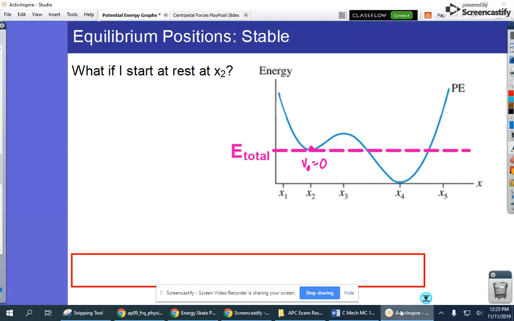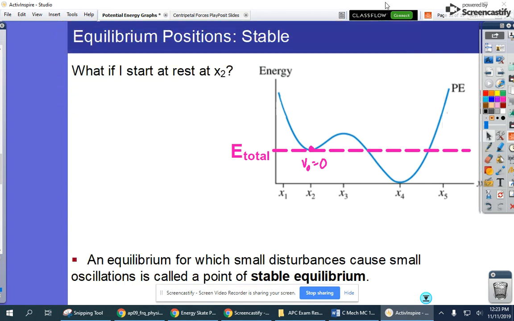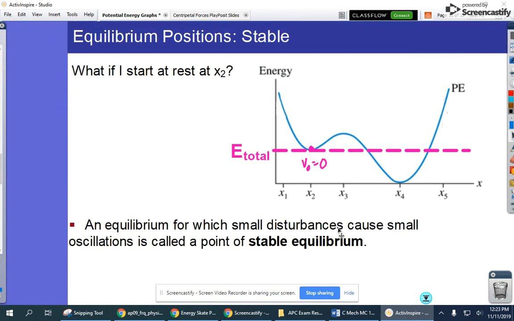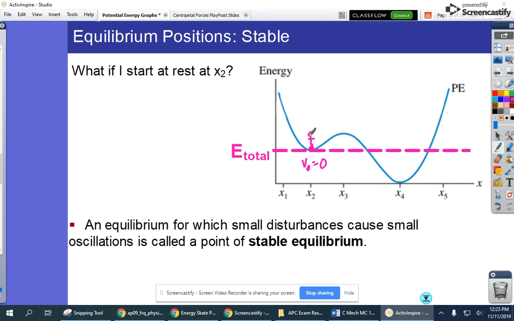This is what is referred to as a stable equilibrium. An equilibrium is a point for which small disturbances cause you to just oscillate around, but you don't get to leave. So this is a stable equilibrium. If I put an object here, it's going to stay there. And even if it gets wobbled a little bit or pushed in the wind, or I don't quite start it at rest, it's not going to leave. It's just going to stay in place. So this is a little cup, a little stable equilibrium.